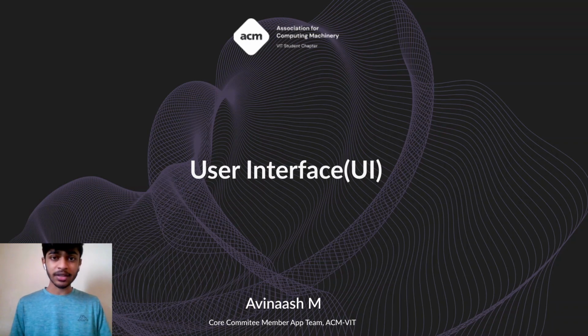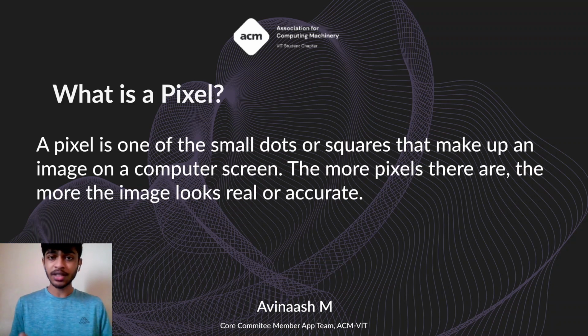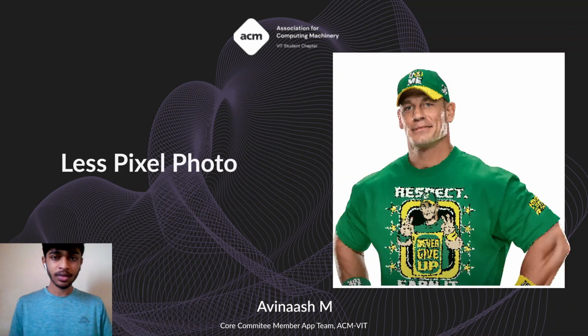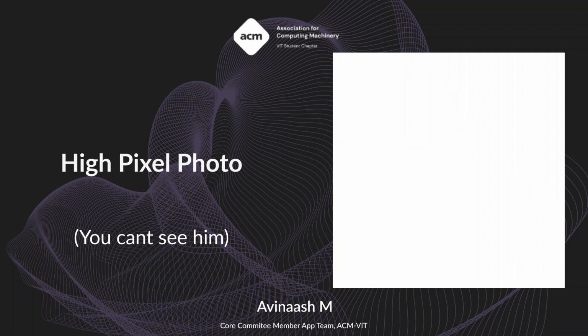So a good UI is a must for any app that you build. So what is a pixel? A pixel is the smallest individual unit of any image. So the more pixels, the more real and crisp the image is going to look. So this is a less pixelated image of, and his name is John Cena, and this is a highly pixelated image. He is looking more crisp and real in this image.